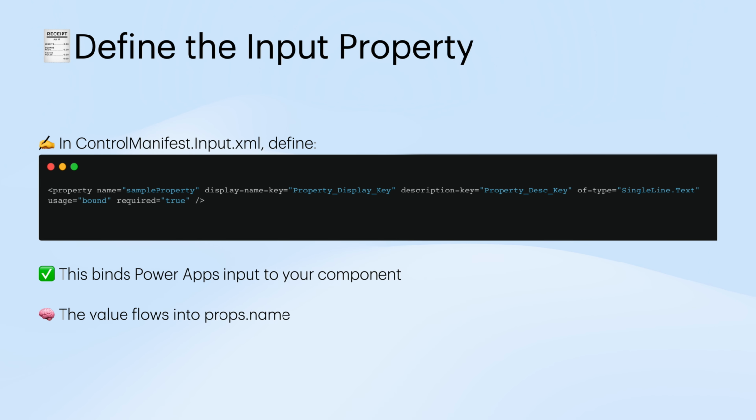Now let's connect this with the manifest. To send values into the component from Power Apps, we define them inside the ControlManifest.Input.xml. Here's what it looks like. The name sample property becomes a key that Power Apps will use to bind user input to your control. This flows directly into props.name and shows up inside your component. So yes, all the wiring happens through this simple definition.